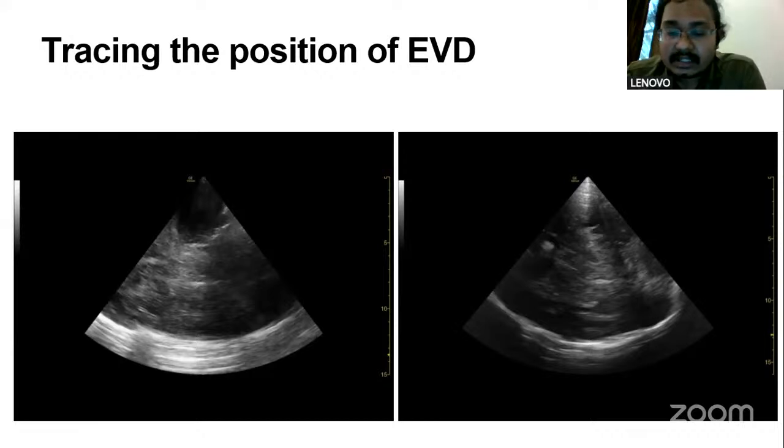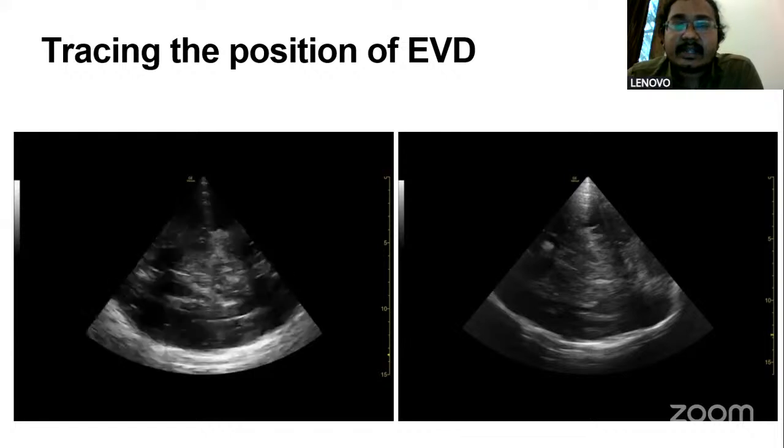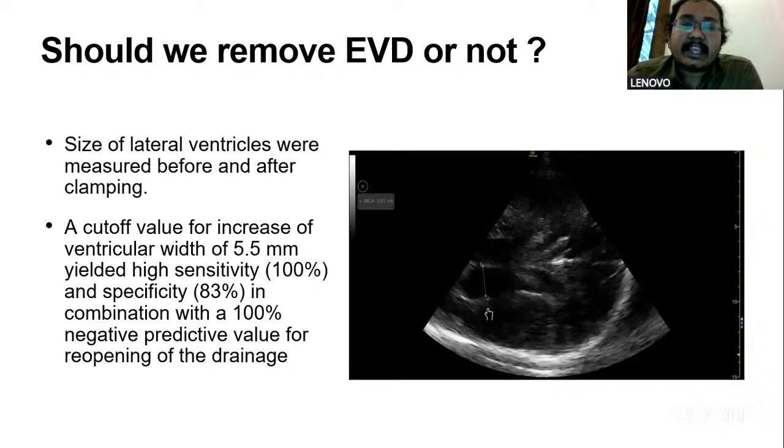So this is how we have seen EVD catheters inside the ventricles. The next application is that once an EVD is put, whether to remove the EVD or not. What we are doing is closing the EVD and seeing whether the lateral ventricles are dilating again or not. If there is an increase in the width of the lateral ventricles by 5.5 mm, then it says that there is still some requirement for the EVD.